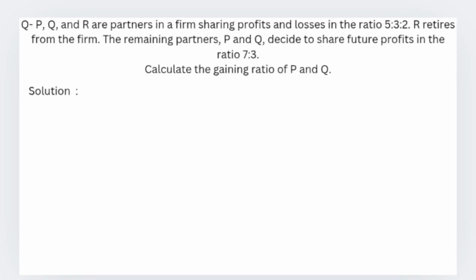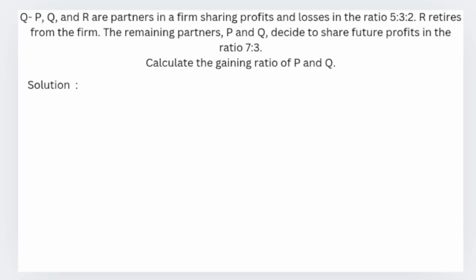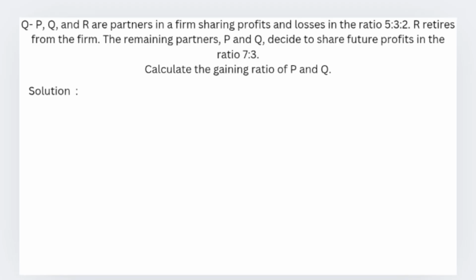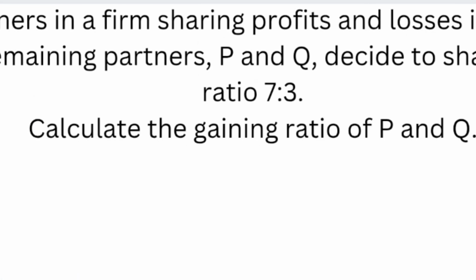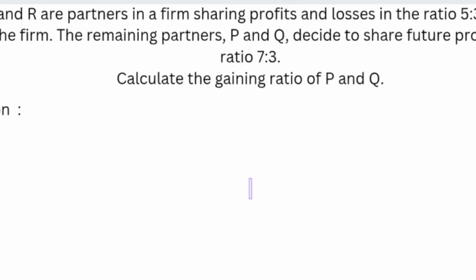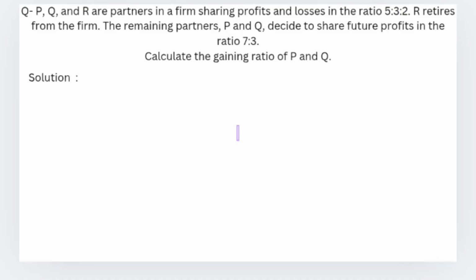P, Q, and R are partners in a firm sharing profits and losses in the ratio 5:3:2. R retires from the firm. The remaining partners P and Q decided to share future profits in a ratio 7:3. Calculate the gaining ratio. So the existing ratio or the old ratio of P, Q and R is 5:3:2.